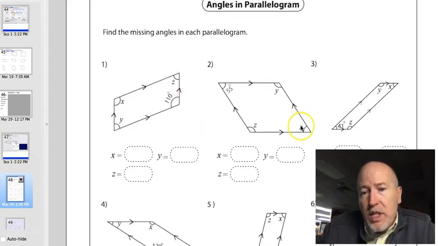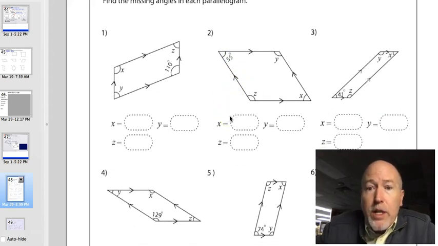How about this one? What's this angle? It's 55 degrees. How about this one? It's 125. It's 180 minus the 55. What I'm trying to say is, when you have a parallelogram, either a square, a rectangle, or rhombus, any parallelogram, all you have to do is know that the opposite angles will be equal.